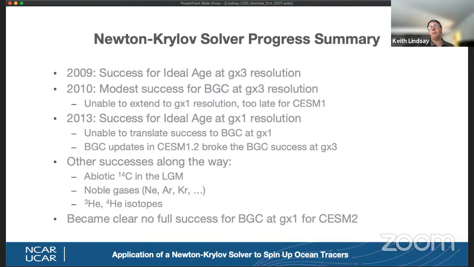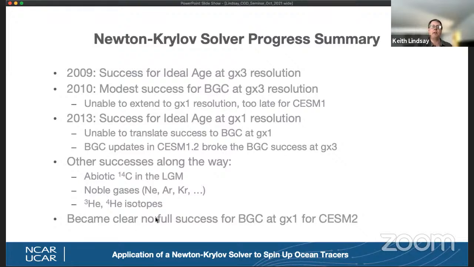Another notable thing about these other successes is that all of these successes of the solver were done by people besides me. The goal of this project is to produce a tool that other people can use to enable more science for them, and not just me doing it for the BGC working group success. We want it to be a tool that other people can use for their own science. And so there was some success along the way of having other people use the tool that had been developed.